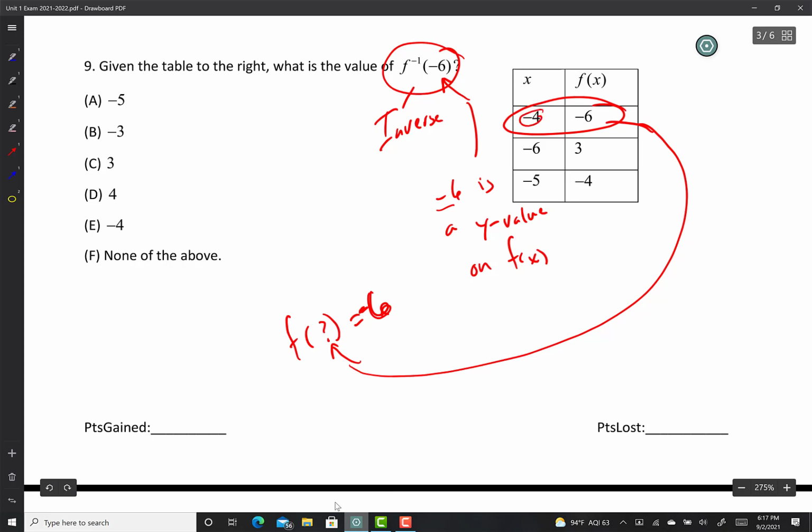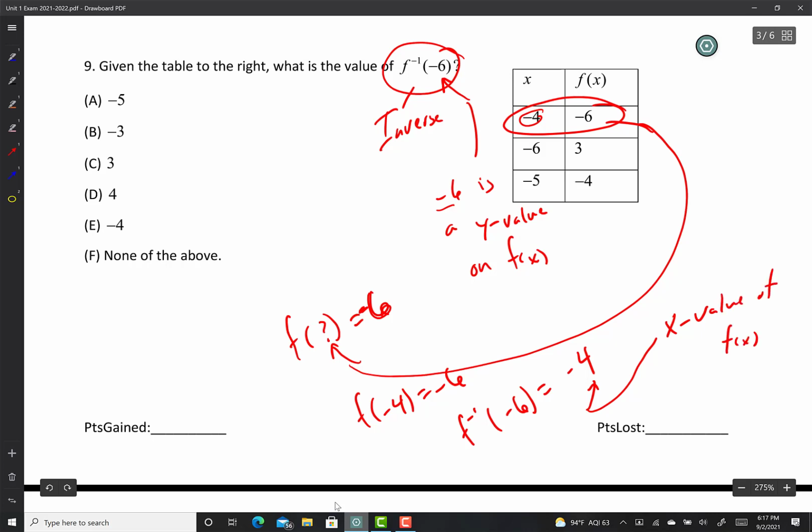So what's that question mark? That's f of negative 4. So f of negative 4 equals negative 6. So that means inverse of negative 6 must equal negative 4. This is an x value on f of x, and that is your y value on f of x. In case you're wondering, Chavez, why is that?